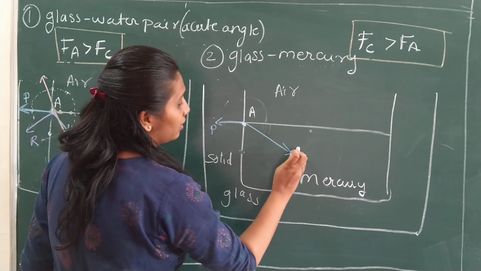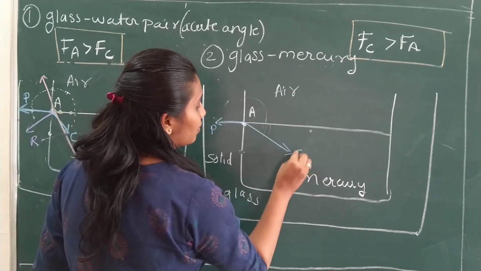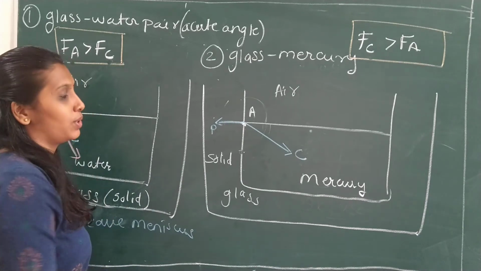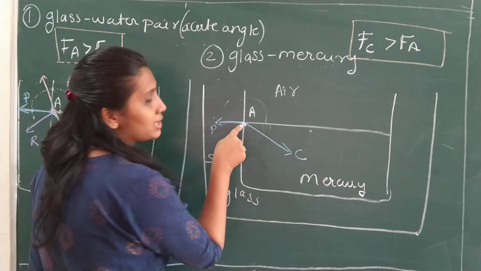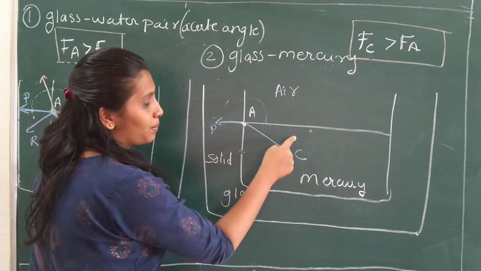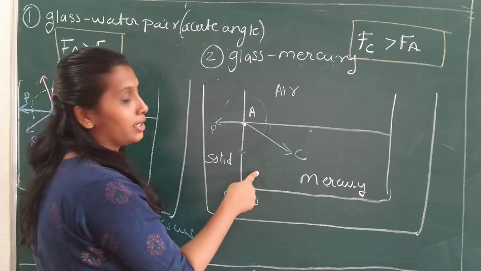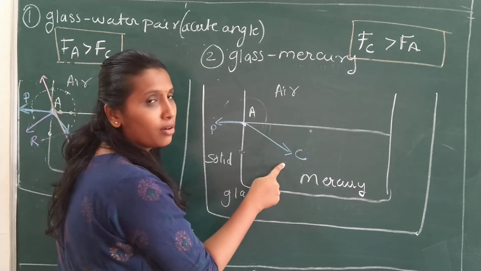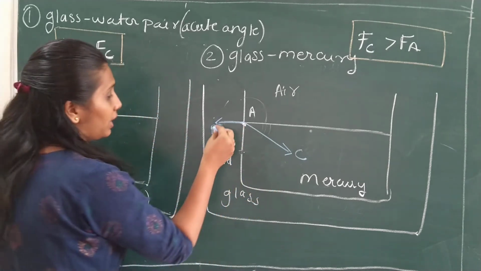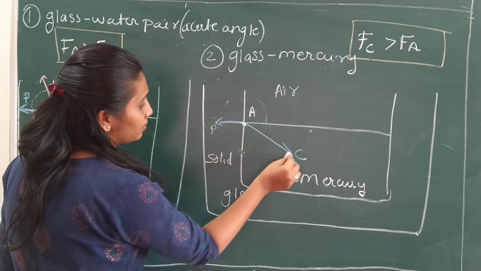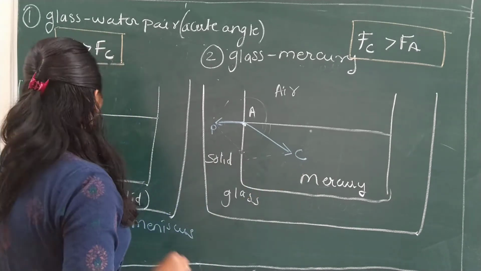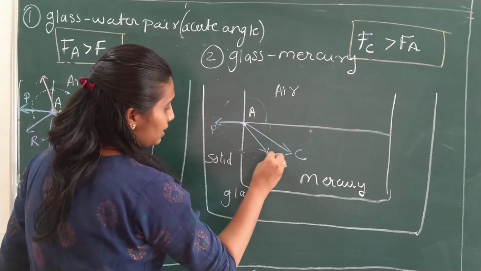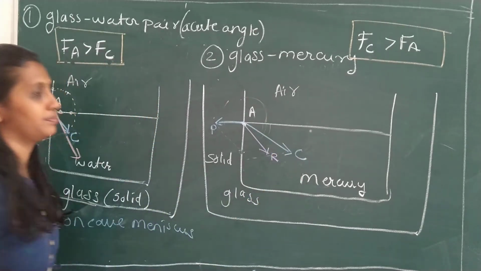This is my cohesive force. AC represents the component of cohesive force, because why cohesive? The molecule itself is of mercury and the molecules here present are also of mercury. So the force of attraction between the molecules of the same substance will be cohesive force. Now if I try to complete this parallelogram, I will get a resultant vector here in this direction, say AR.